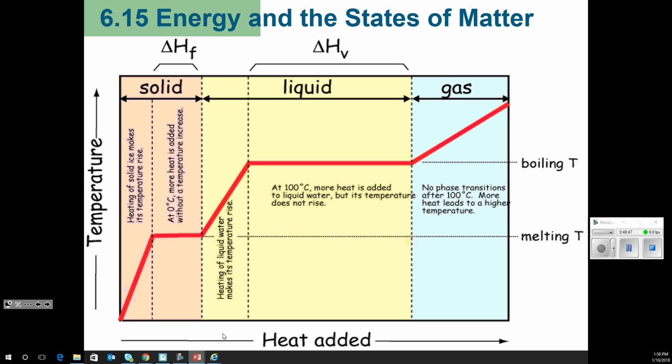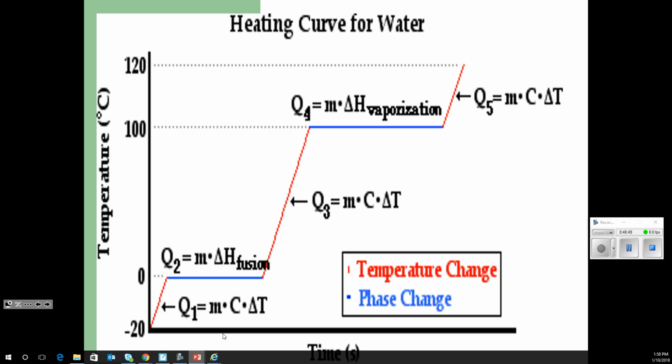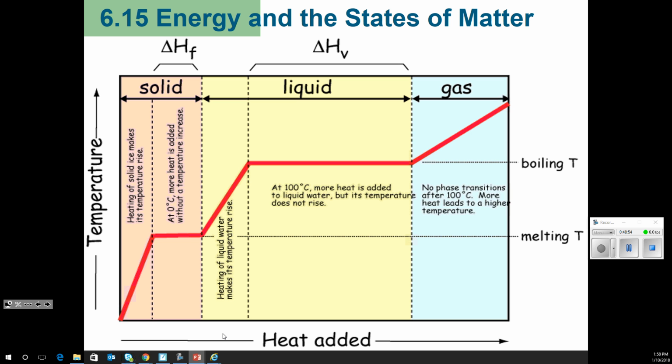Now, how do we use it? On this one right here, well, let me go back to this one real quick. This flat line here, we're going to use what's called delta HF, which is the change of heat of fusion. The flat line where we're changing from liquid to gas, it's delta HV or delta HVAP. That means the heat of vaporization. How much energy does it take to change it from liquid to a solid or from a liquid to a gas?